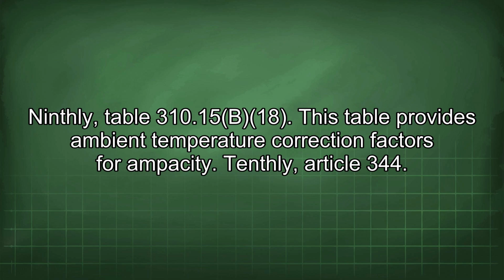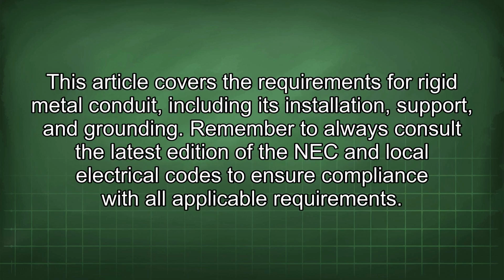Tenthly, Article 344. This article covers the requirements for rigid metal conduit, including its installation, support, and grounding. Remember to always consult the latest edition of the NEC and local electrical codes to ensure compliance with all applicable requirements.